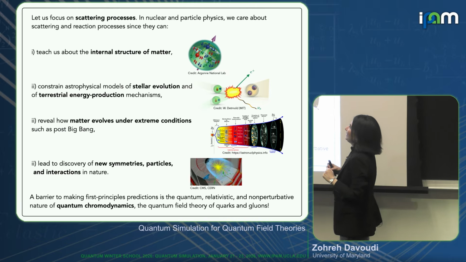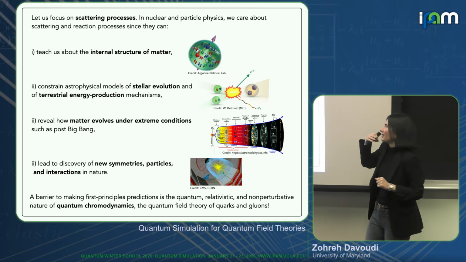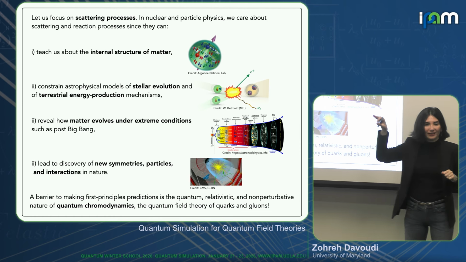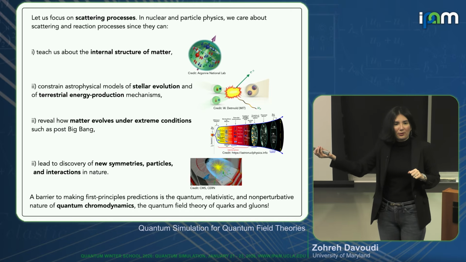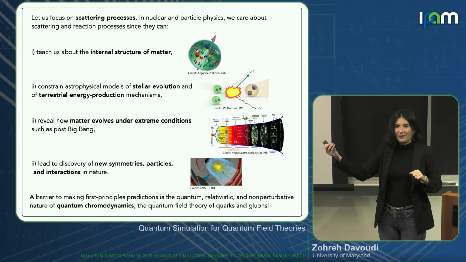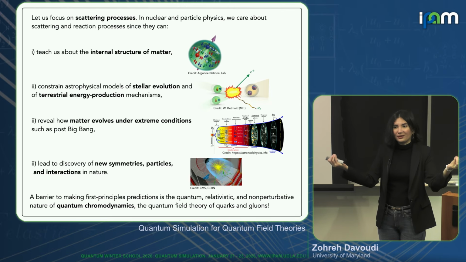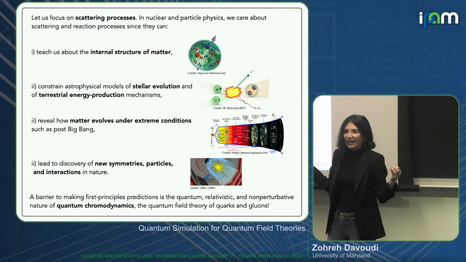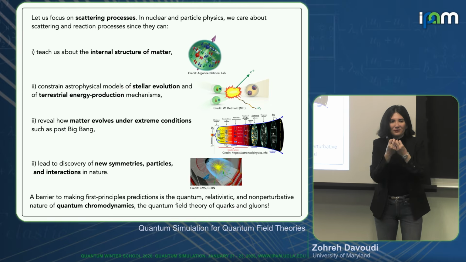All right, so here are a few examples of why these scattering processes are pretty important and would tell us something about nature. First of all, they teach us about the internal structure of matter. If someone asked you what is inside a proton or a neutron, right? Obviously, protons and neutrons are at the core of the atomic nucleus, but they themselves are built out of these fundamental quark and gluon degrees of freedom of the standard model. But in what way? How do the quarks and gluons distribute themselves inside this object? How do we learn about that?